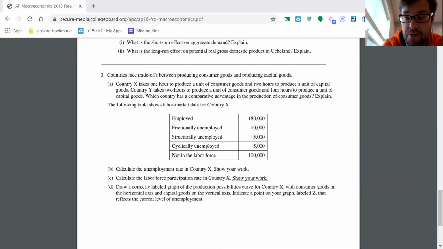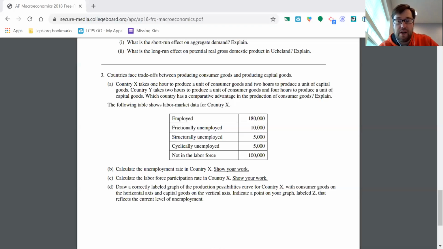And for the explanation, I assume if you go through and calculate or show the opportunity cost, or the price of consumer goods in terms of capital goods, is equal for both, that would be enough for an explanation in part A.